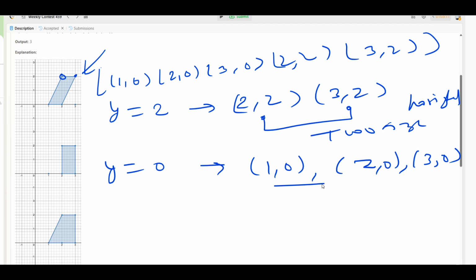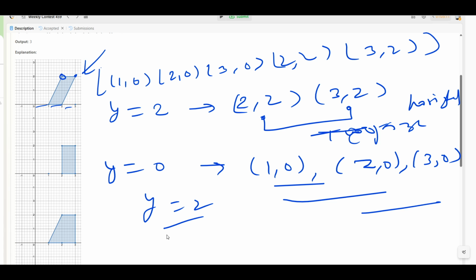So from here and then from here. Let's suppose this side and this side. So this is the bottom side and this is the top side. This top side and this bottom side we have here. So 2 sides we have. Now we have to choose any 2 points from y equal to 2, the top line.